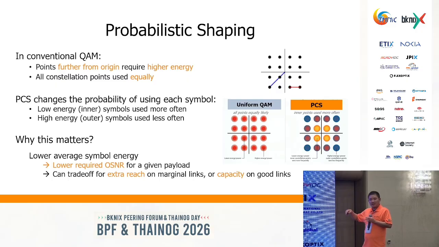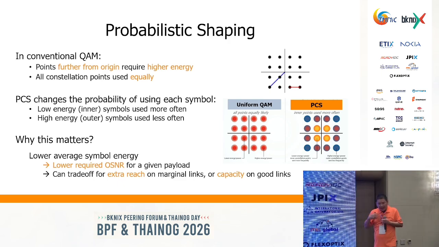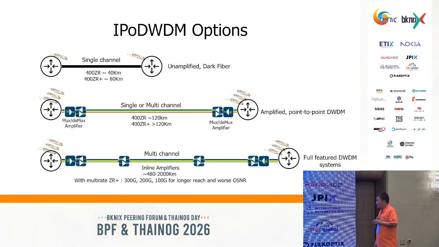So what PCS does is, instead of the high and low power points being used equally, it ensures that I try to send as much as possible the low-energy inner constellation points more often than the high-energy ones. Why does this matter operationally? It means my required OSNR is lower, which means again, a lower OSNR requirement means I can go a bit further, right? So with that concept, now with coherent plugs across different scenarios, you should be able to use them.